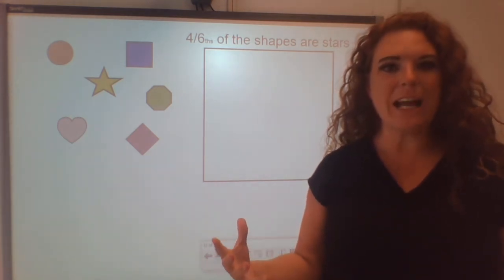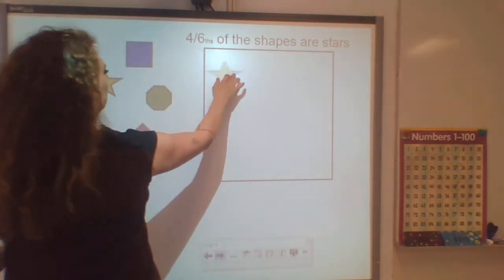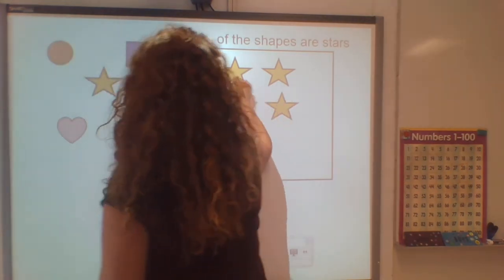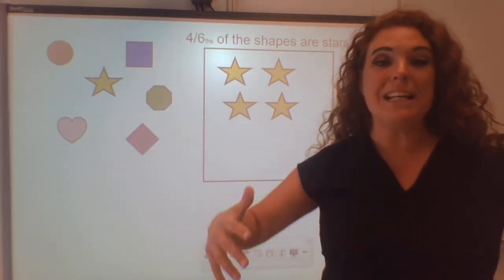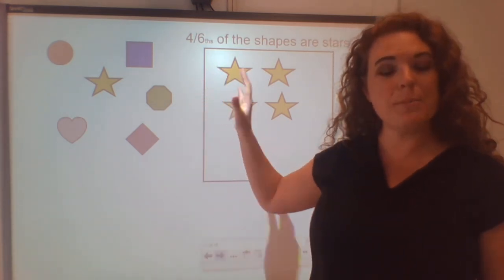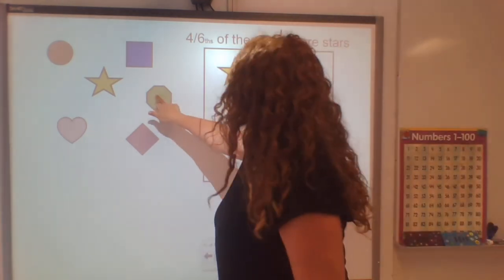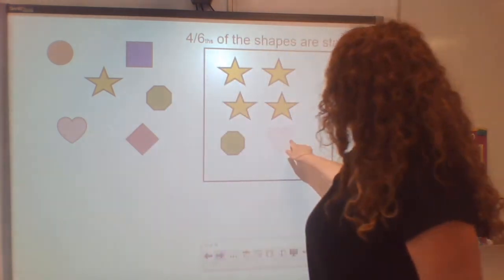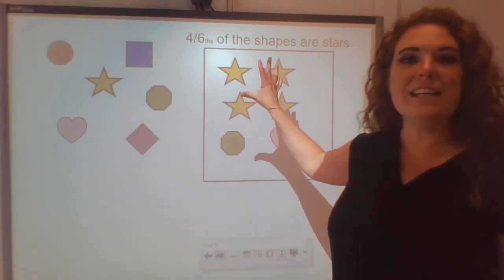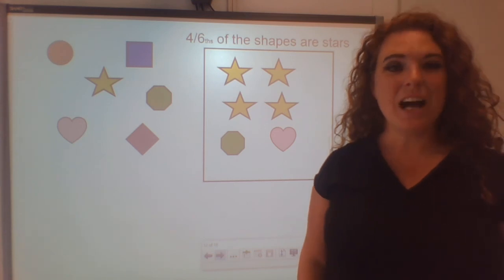So my first move is, I know for sure my numerator is 4. I'm going to grab 4 stars. Now my denominator is 6, which means I need 6 shapes. I'm not going to pull stars because only 4 of them are going to be stars. Now I need a couple more shapes to make 6. And there we have it. This fraction of a set is 4/6, where 4 out of 6 are stars. I hope that makes sense.